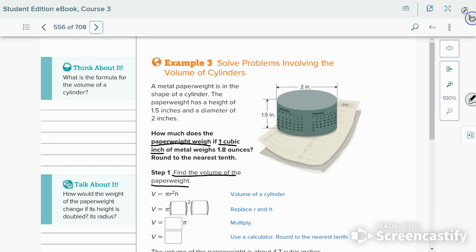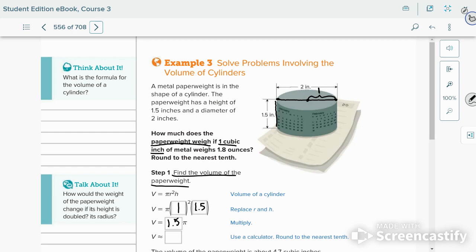So pretty simple, just like we've been doing, we're going to plug in the radius. So look, this 2 inches goes all the way across, through the center, so it's the diameter. We don't want the diameter, we want the radius, and that's going to be 1. So we're going to plug in 1 right there for radius. The height is from circle to circle, so that's 1.5.